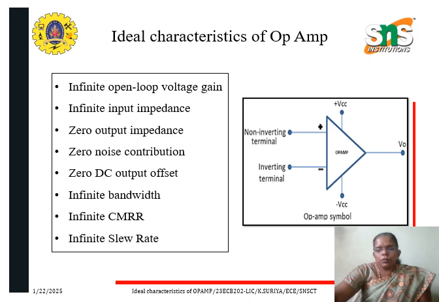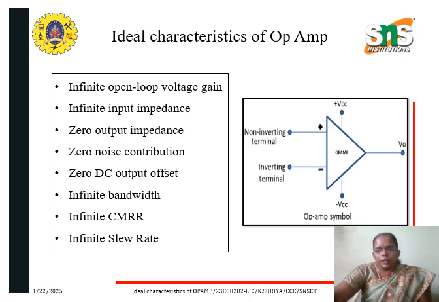So first we should know what is open loop. Open loop is nothing but the gain of the op-amp when it is not having any feedback. When there is a feedback from the output to the input, then it is known as closed loop. So here it is an open loop voltage gain. Ideally an op-amp should have an infinite open loop gain. Practically, it is hundreds of thousands of times larger than the potential difference between its input terminals.